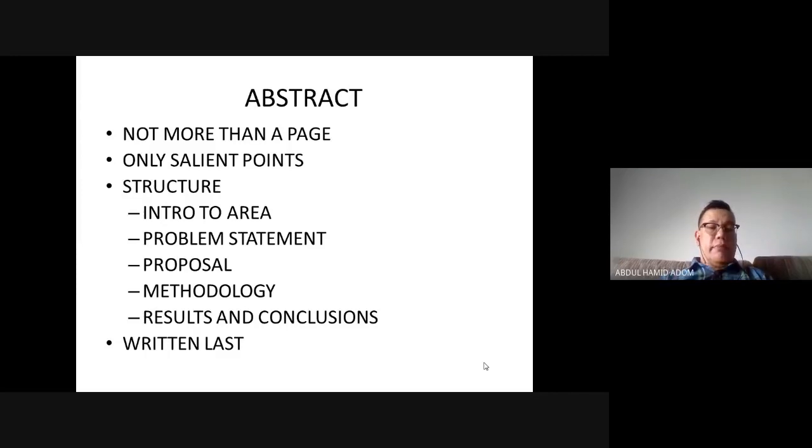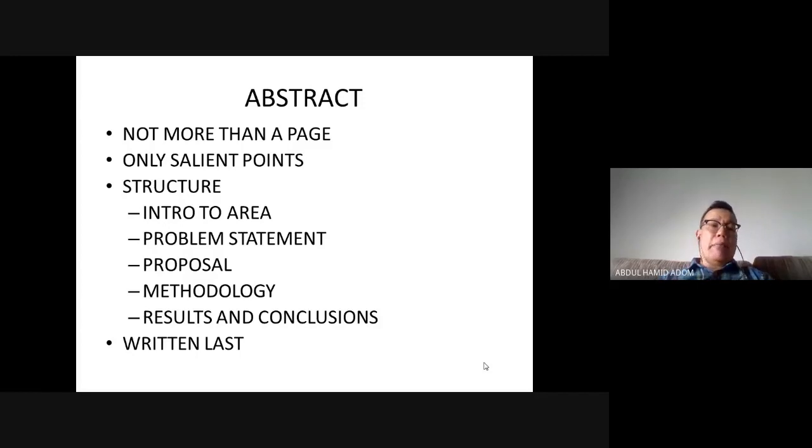Usually, the abstract and the conclusions, that is the abstract, chapter 1, and the last chapter, which is the conclusions, will be written last, okay? And the abstract shouldn't be more than a page. It is one paragraph, and it should not be more than a page. You only state salient points, the most important points, and generalize the statements as much as you can.